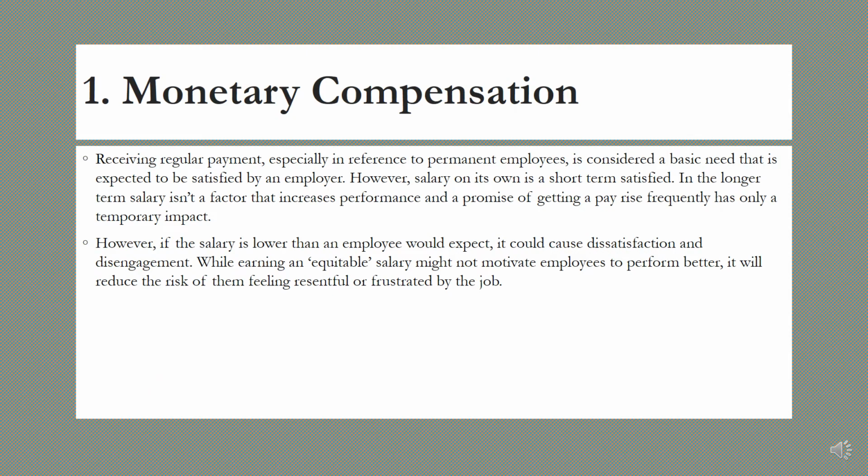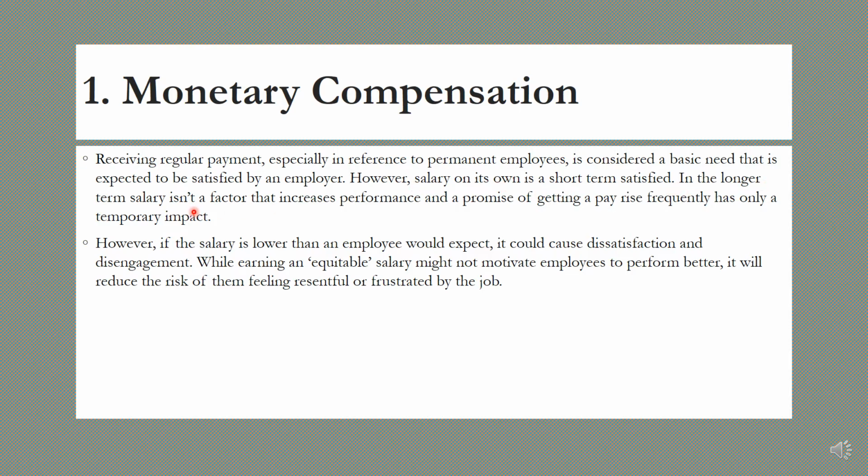So, the first is monetary compensation. Now, what is monetary compensation? We all know the salaries or the pecuniary benefits which we give to the employees are the monetary compensation. So, receiving regular payments, especially in reference to permanent employees, is considered a basic need that is expected to be satisfied by an employer. However, salary on its own is a short term satisfaction.